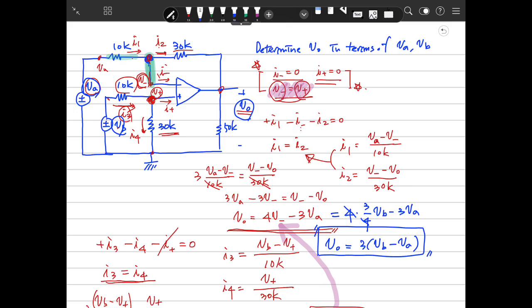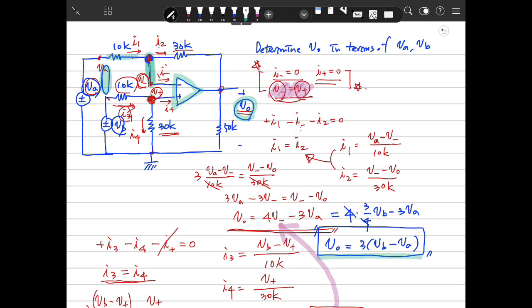What is that? Basically, this circuit amplifies this voltage difference by 3 times. This voltage difference multiplied by 3 is V out. So it looks like a kind of mathematical operation, so we call that an operational amplifier.